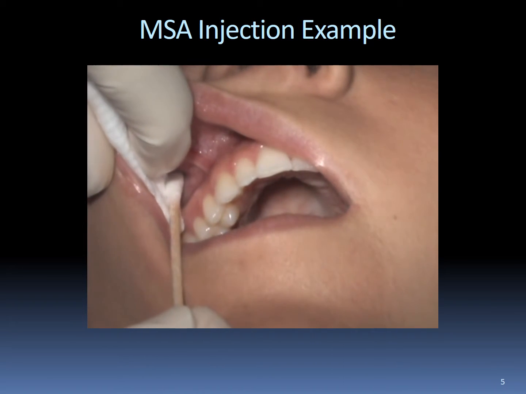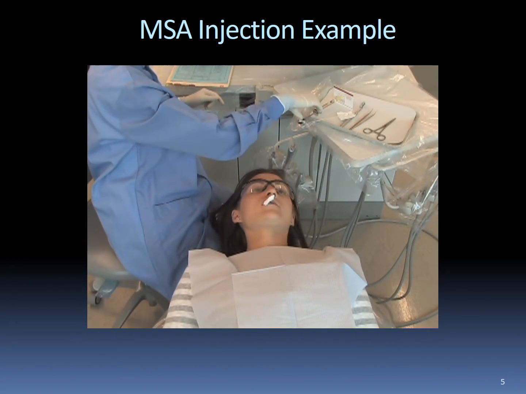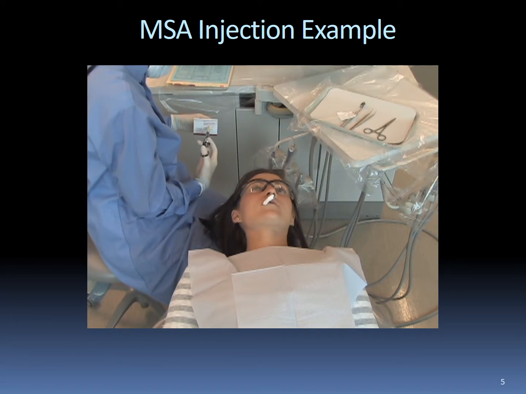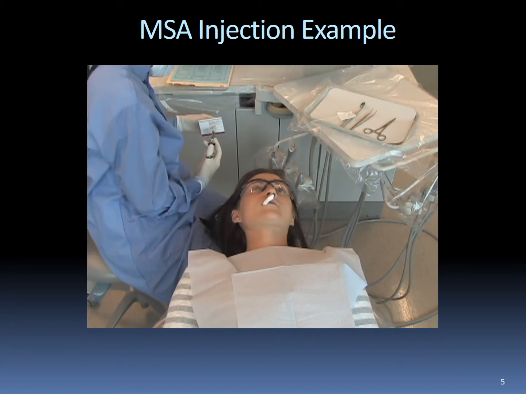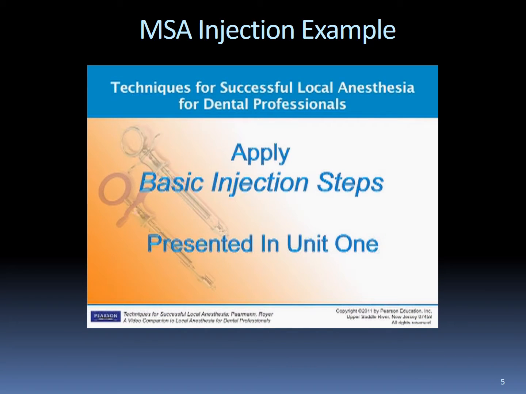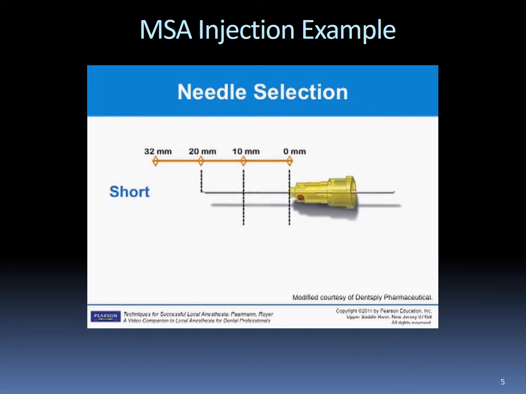While the topical is in place, use both hands to obtain and ready your syringe, making certain that the bevel is toward the bone and large window toward the operator. Follow all steps and procedures presented in the video clip entitled Basic Steps in the Administration of Local Anesthesia. A 25, 27, or 30 gauge short needle works well for this injection.